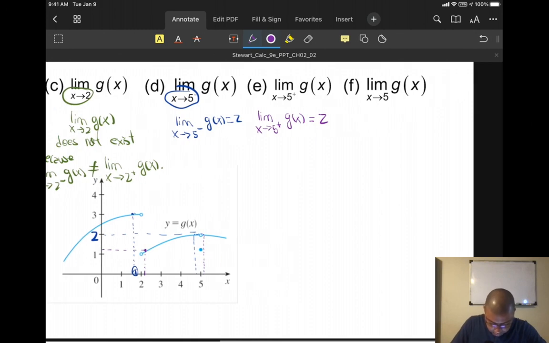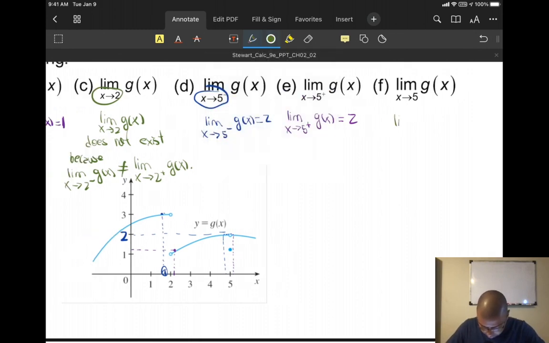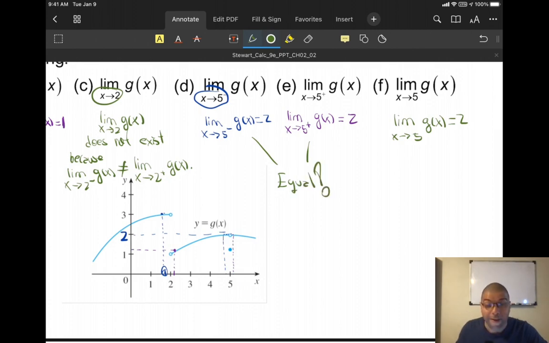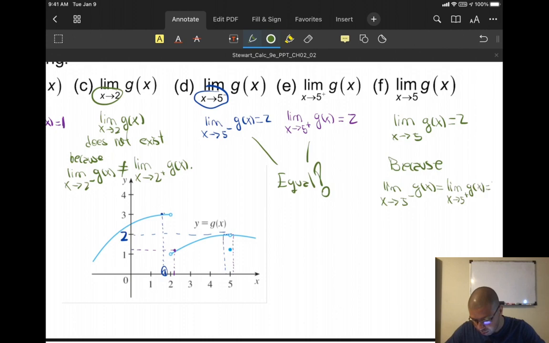So because these are equal this time, then this is also 2. Okay? These are equal. Okay? So this is because the limit as x approaches 5 from the left of g of x equals the limit as x approaches 5 from the right of g of x, and both are 2. So the answer for the limit as x approaches 5 without choosing a particular side equals 2 as well.